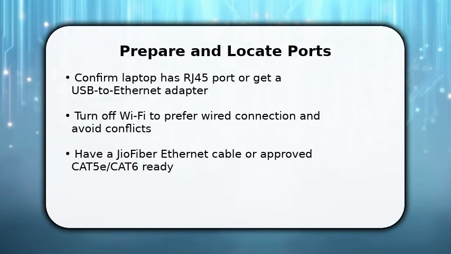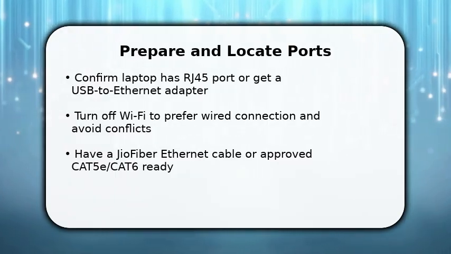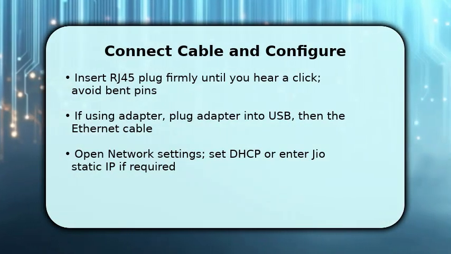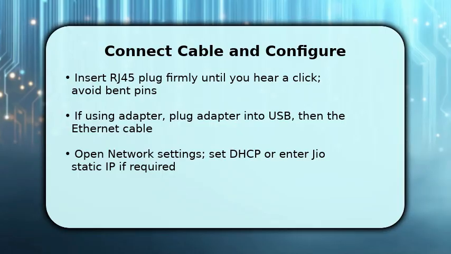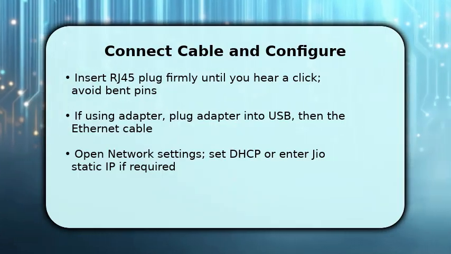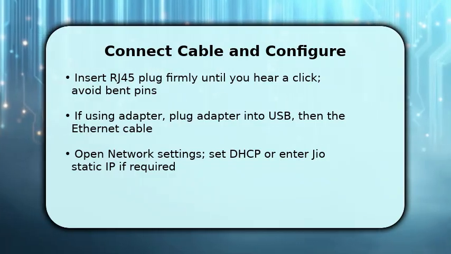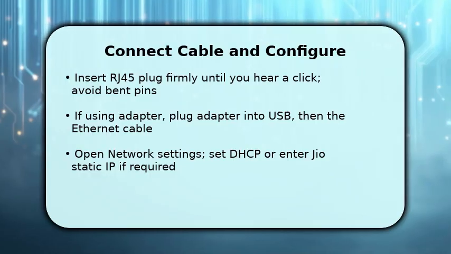Now position the laptop near the router so the cable reaches without tension. You plug the Ethernet cable into the Geo LAN port and then into your laptop or adapter. Listen for the click to know the connector is seated. If you use a USB adapter, attach it first, wait for driver install, then connect the cable.